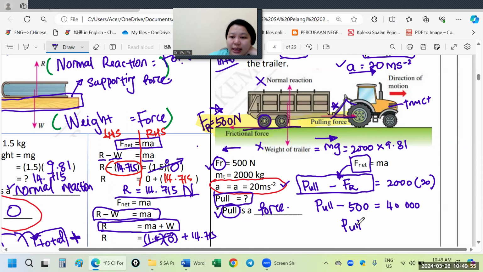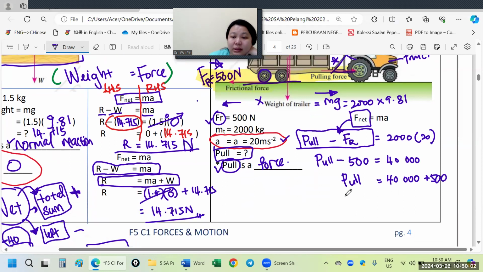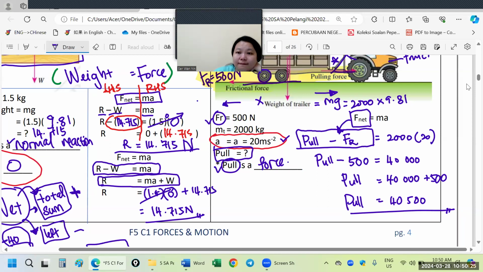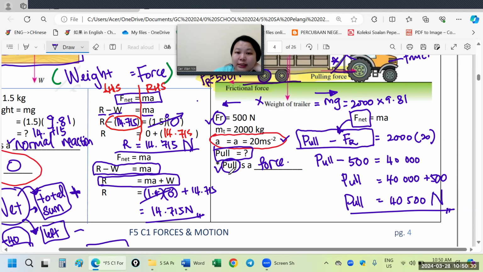So the pulling force actually equals 40,000 plus 500. So the pull force equals 40,500. What's the unit here? Someone, can you please type? What's the unit here? Yeah, Newton. Understand? Newton, because pull is a force.